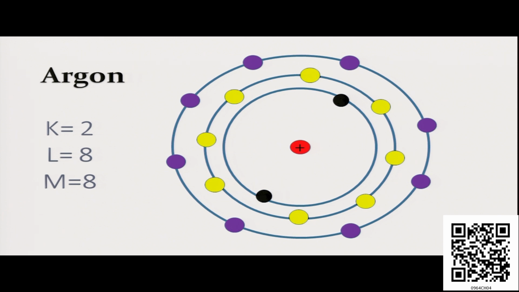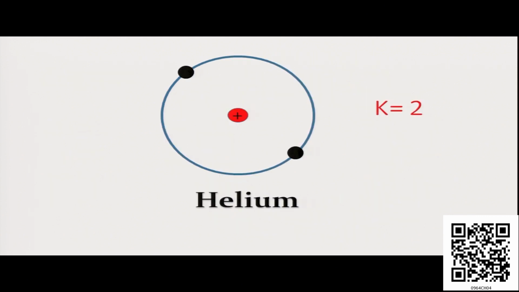But there is an exception. For example, helium contains only 2 electrons. In helium, the number of shells is only 1, that is the K shell, and it contains 2 electrons. As you know, the maximum capacity of the K shell is 2. That's why we say helium is completely filled, and it also shows very little chemical reactivity, and we call it a noble gas or inert gas.